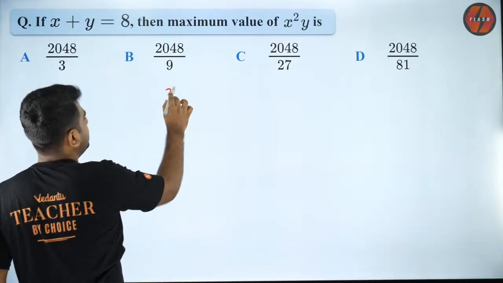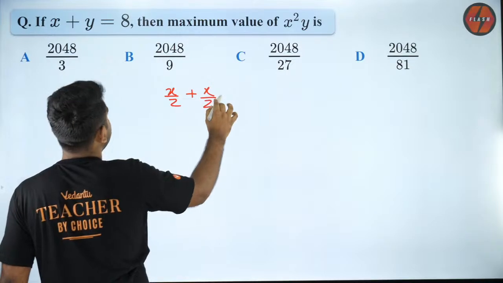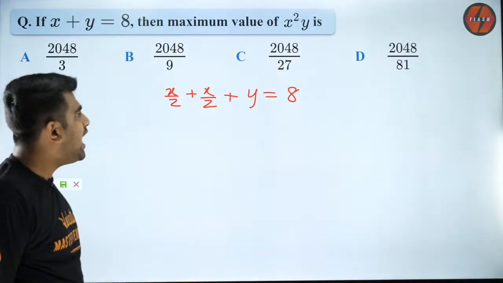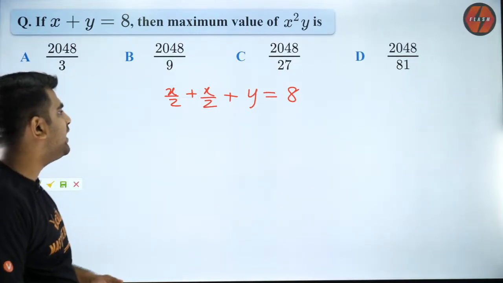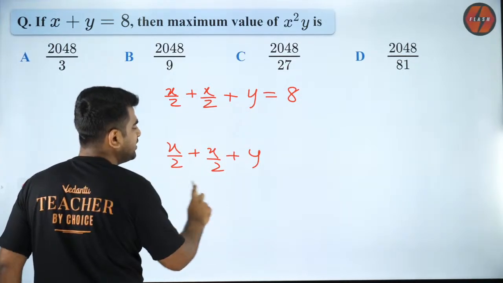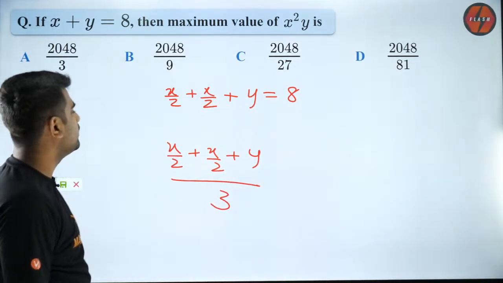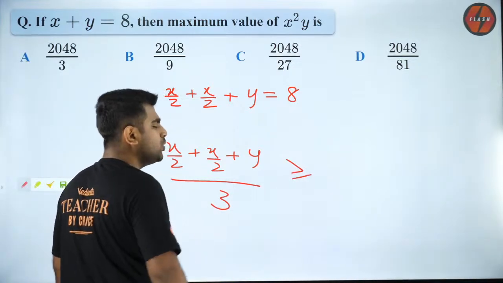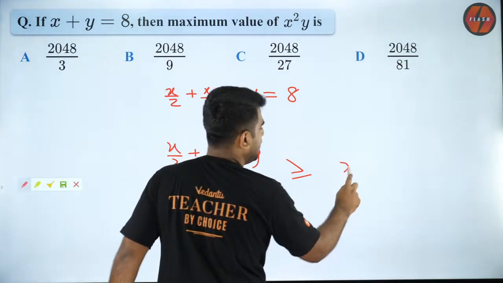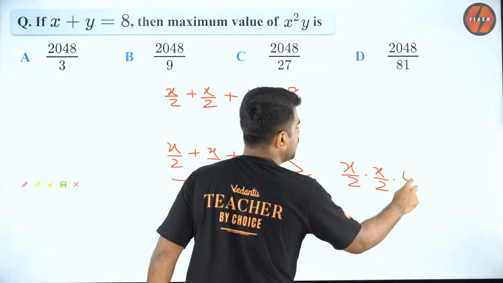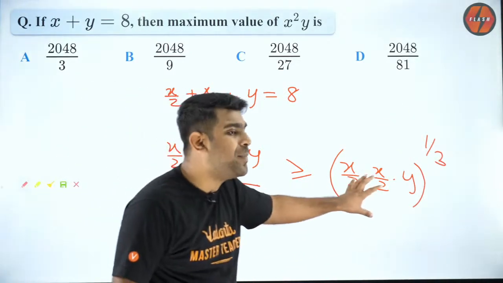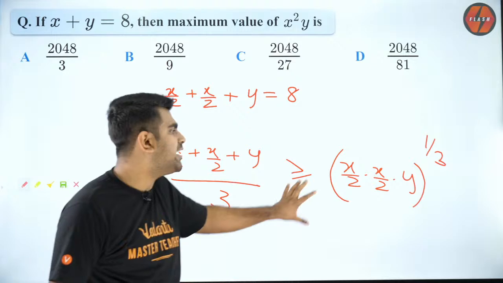So, can I write this as x by 2 plus x by 2 plus y equal to 8? Are you guys okay with that? So, can I say x by 2 plus x by 2 plus y by 3, the arithmetic mean, is greater than or equal to the product x by 2 into x by 2 into y whole to the power 1 by 3? That is your geometric mean. AM is greater than or equal to GM.